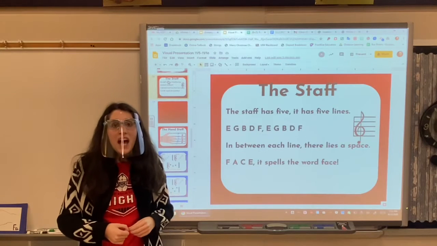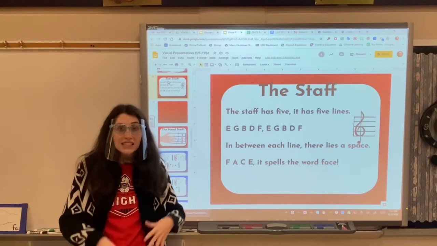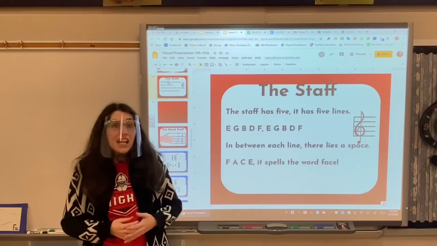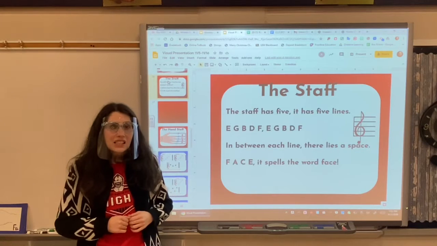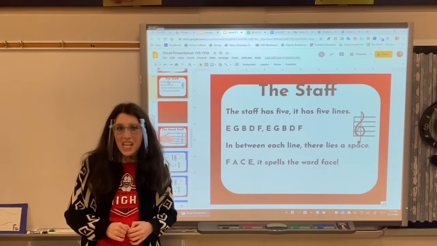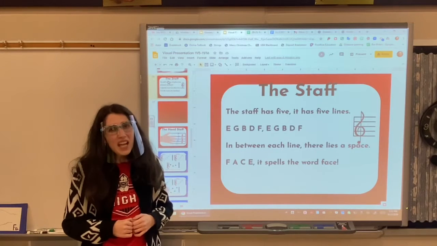Staff has 5, it has 5 lines. E, G, B, D, F, E, G, B, D, F. In between each line, there lies a F-A-C-E, it spells the word face.